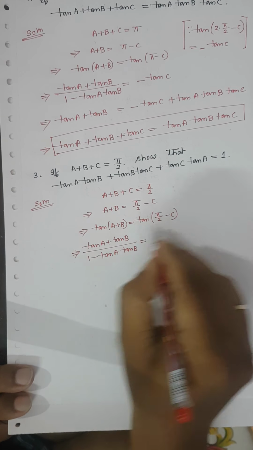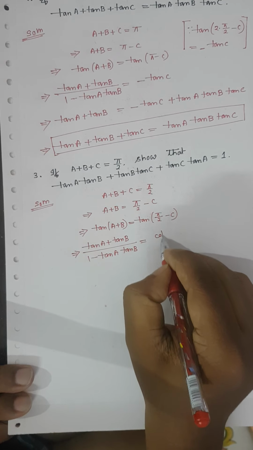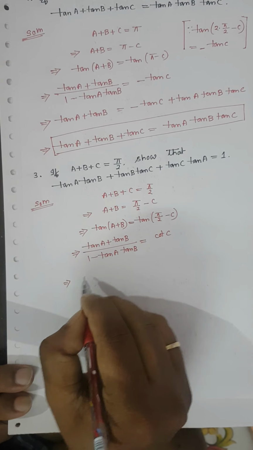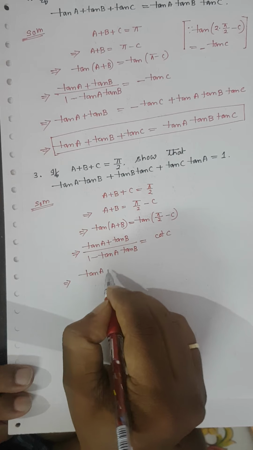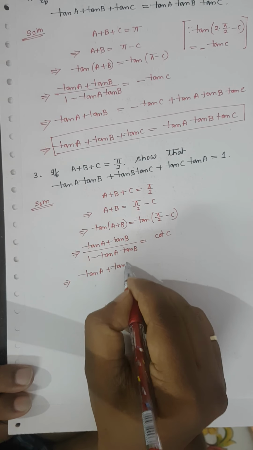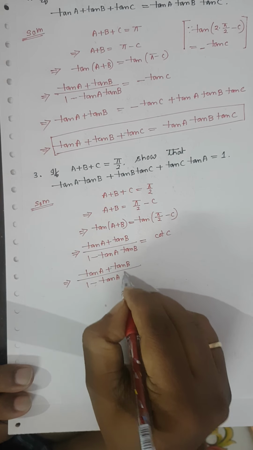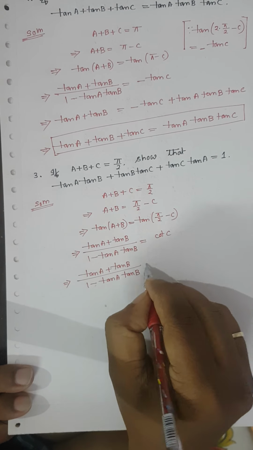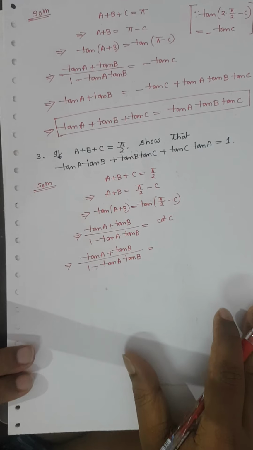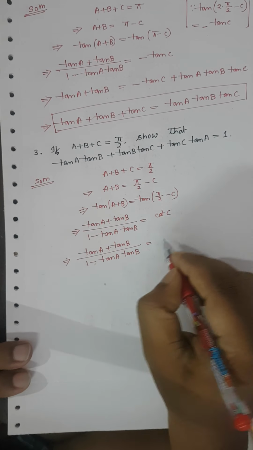What is tan 90 minus theta? It is equal to cot theta. It is cot C. Now it is tan A plus tan B over 1 minus tan A tan B. The value of cot C is equal to 1 by tan C.